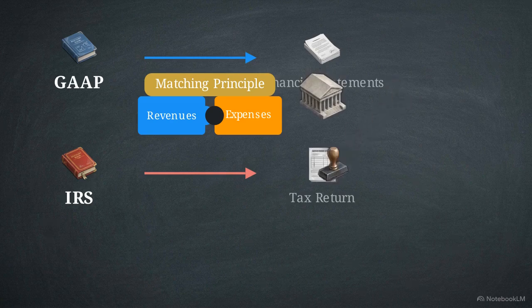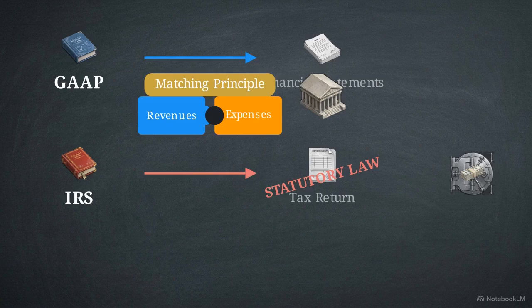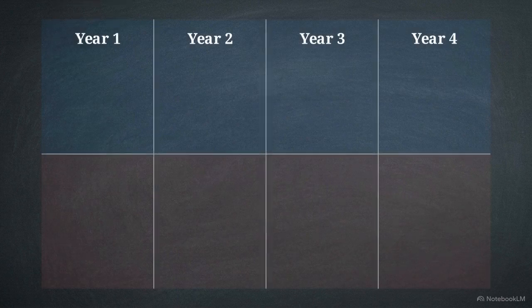The second pipeline builds the IRS tax return. This ledger is driven strictly by statutory laws drafted by Congress. Its primary function is to accelerate and mandate revenue collection for the government.